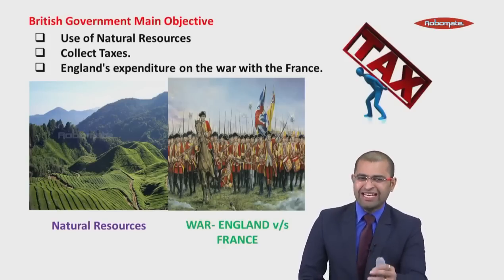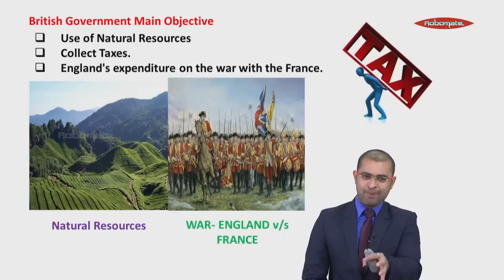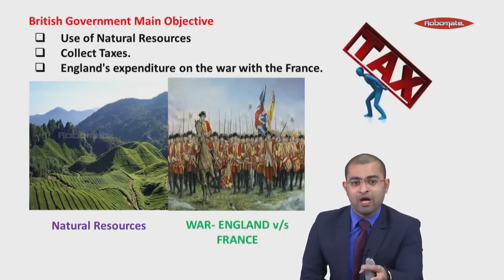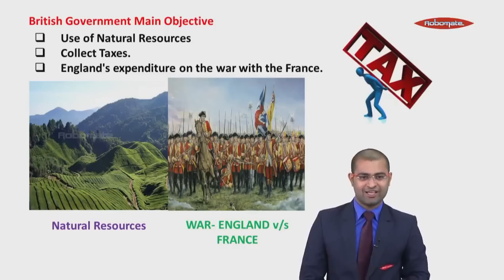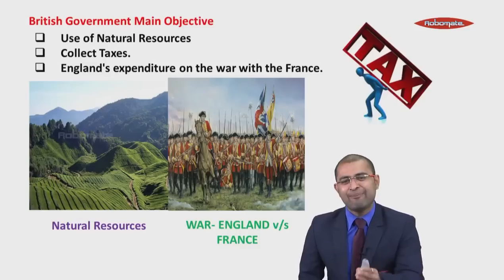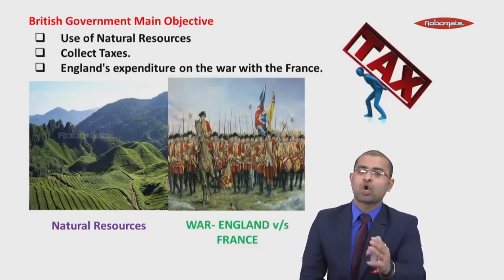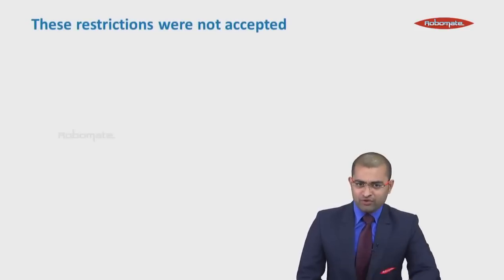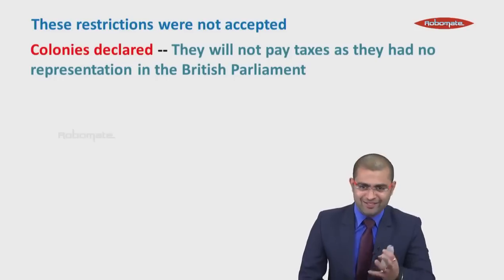In this war, England spent all their money. So they wanted this money to be collected from their own people who settled in the 13 colonies. Therefore, the British government started imposing taxes day by day, which was troublesome and burdensome to the colonists. These restrictions were not accepted by the colonists.